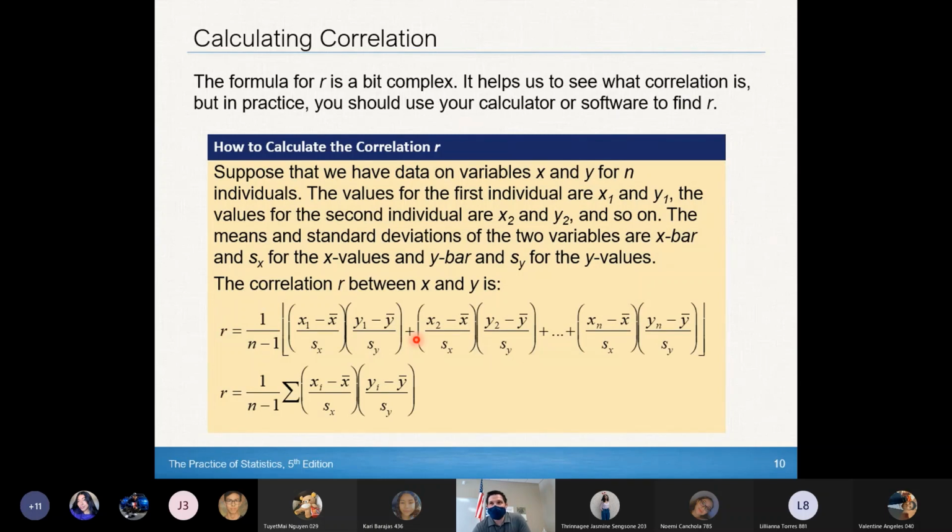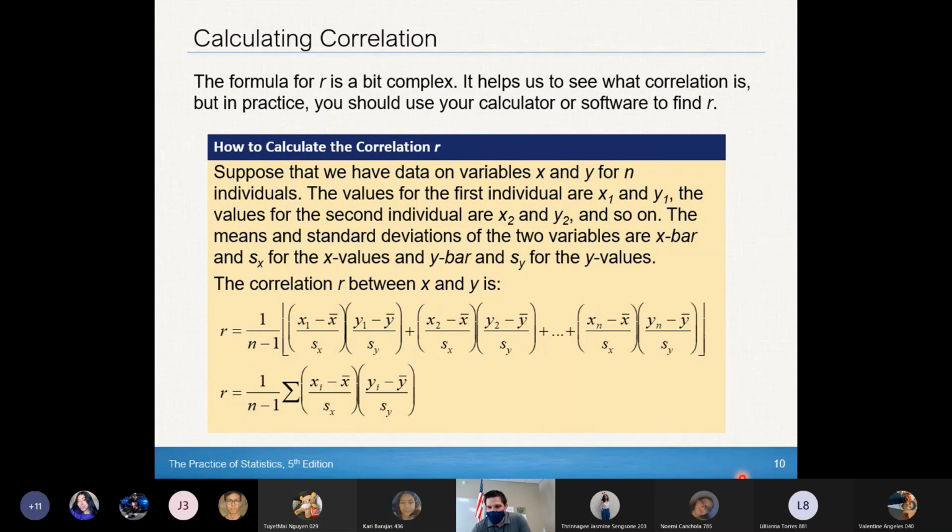All right, so we essentially have the first X value minus the mean of X divided by the standard deviation of X, times the first Y value minus the mean of Y divided by the standard deviation of Y. This formula should look somewhat familiar. It's essentially the same formula we use when we standardize a score, right? Our observation minus the mean divided by standard deviation. Except now we're multiplying those two things and doing all this craziness, okay?